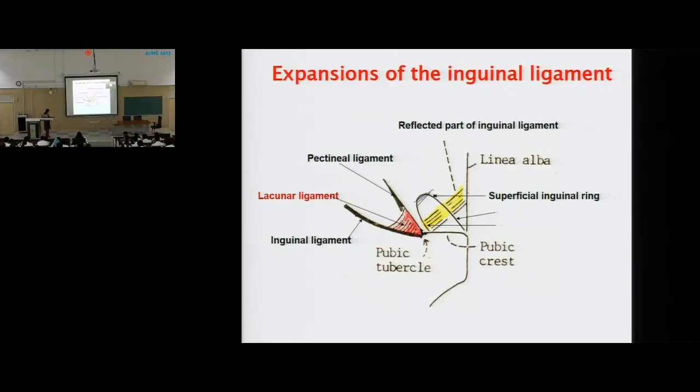You understand? This is the superficial inguinal ring. There is one more ligament. That is the reflected part of the inguinal ligament. यही inguinal ligament से. This is again the inguinal ligament. Some fibers get extended from this pubic tubercle and get inserted onto the linea alba in the midline. So this is the reflected part of the inguinal ligament.